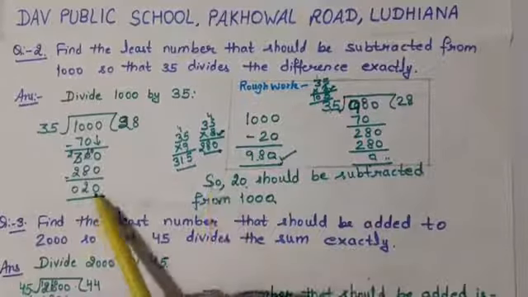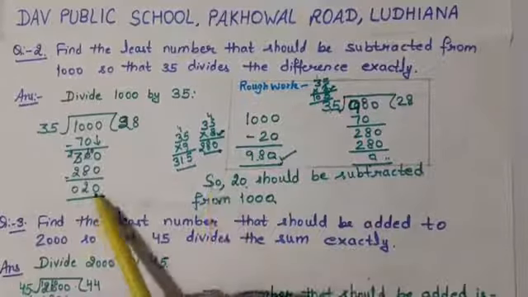Next is question number 3. Find the least number that should be added to 2000 so that 45 divides the sum exactly. Here we have to find the least number that we add to 2000 so that the number that will come after addition is exactly divisible by 45, right? So first we divide 2000 by 45. You can divide it, right? Here we get remainder 20.